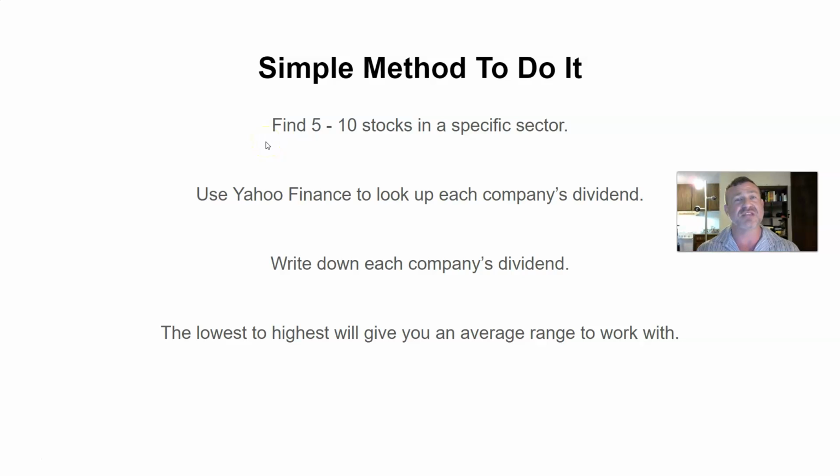Find 5, 10, 15, 20, however many stocks that you want in a specific stock sector. Use Yahoo Finance to look up each company's dividend. Write down each company's dividend. Then look at the lowest to the highest number that you see. This is going to give you an average range to work with.